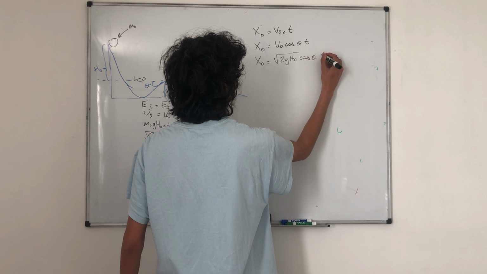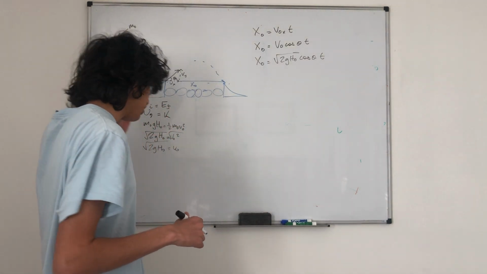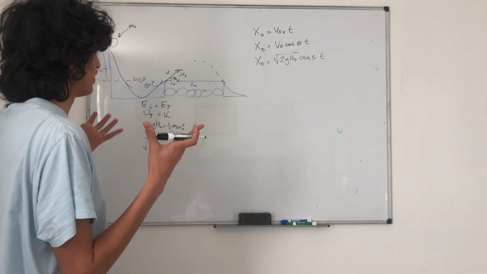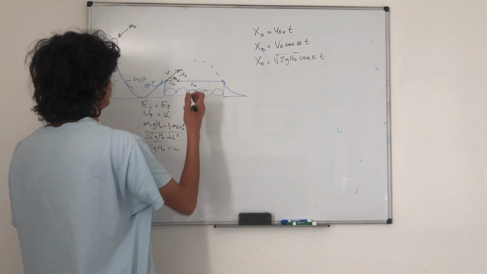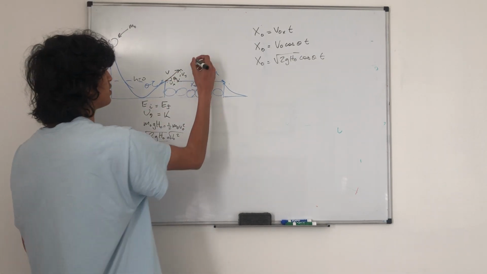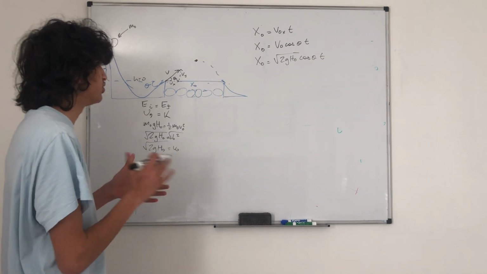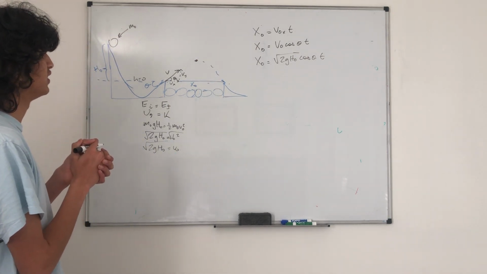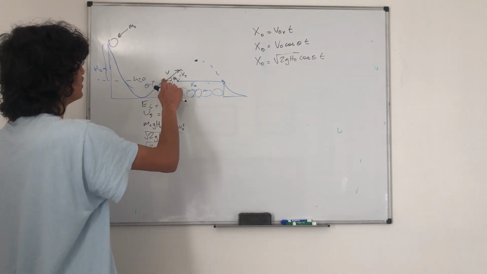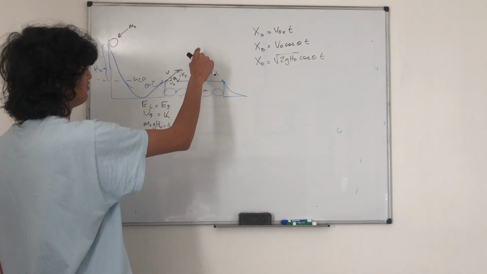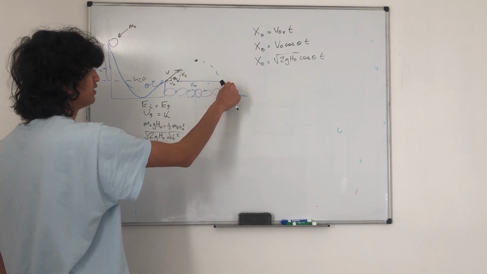Cosine theta times time. Okay, now we've got to solve for time, because that's not in our equation. So we actually have to use a kinematics equation here. What's really nice is, remember, this is a projectile launch. So you can realize that the time it takes to get from here to here is the same as the time it takes to get from here to here.